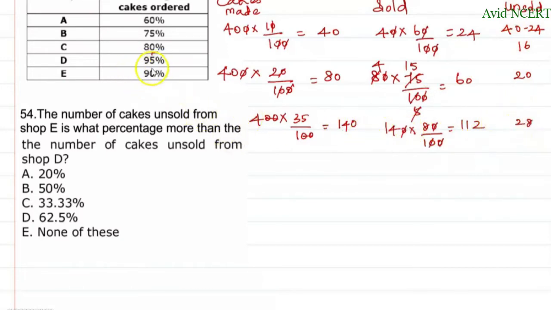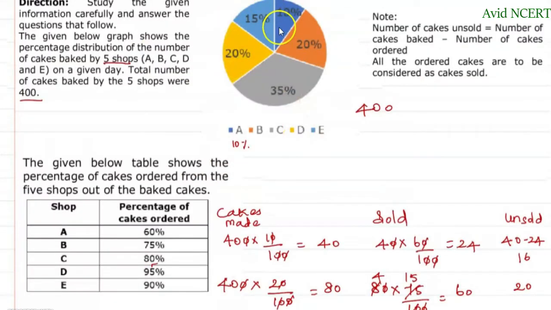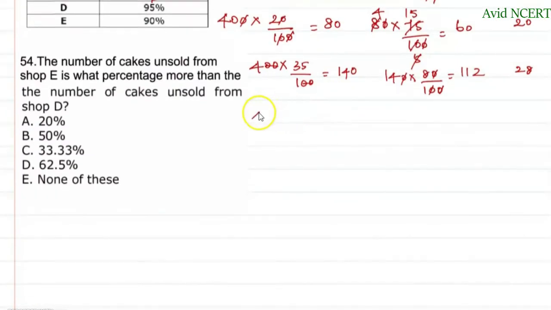And now for the shop D, which is 20%, they made 20% of cakes out of this 400. You can also find it like this: 10% is 40, so 20% is 80. Or you can also divide by 5, which is 80. So there are multiple methods to find the percentage value. The zeros get cancelled, and 2 times 40 is 80.